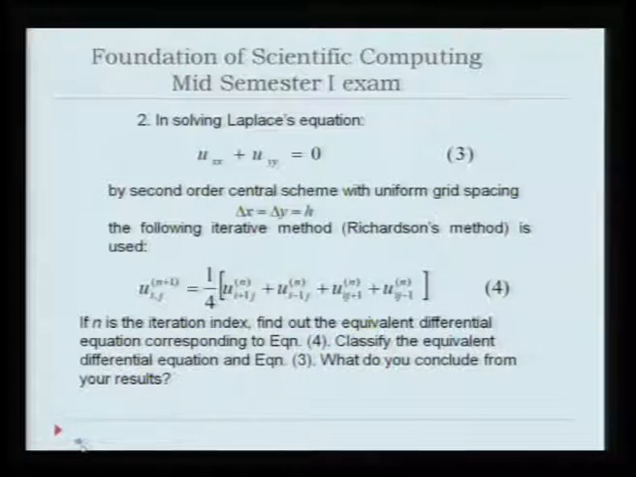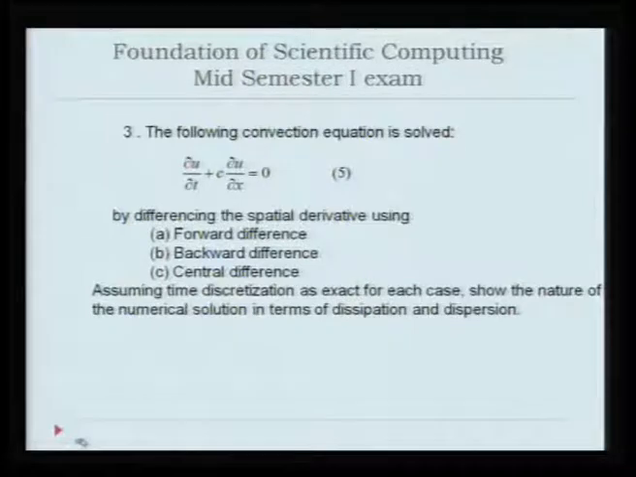And the question also asks you to classify this equivalent differential equation and the original differential equation given in equation 3. And based on this classification, what can the student conclude? What happens in computing? The third question is the simplest possible one-dimensional convection equation given by equation 5, and this is a prototype model for hyperbolic PDEs. This equation is used mainly because it admits an exact solution, so one can calibrate any method that is chosen for solving this equation.